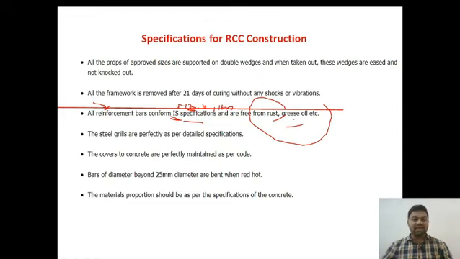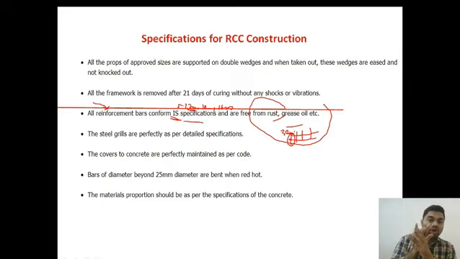Then next, the steel grills are perfectly as per the detailed specification. So when you lay that steel, there will be a proper specification, center to center spacing, 300 mm should be there, center to center spacing that will be written. So all the steel grills which we place will be perfectly as per the detailed specification.